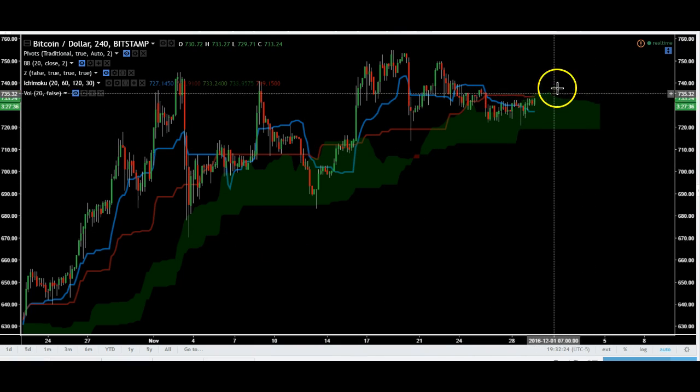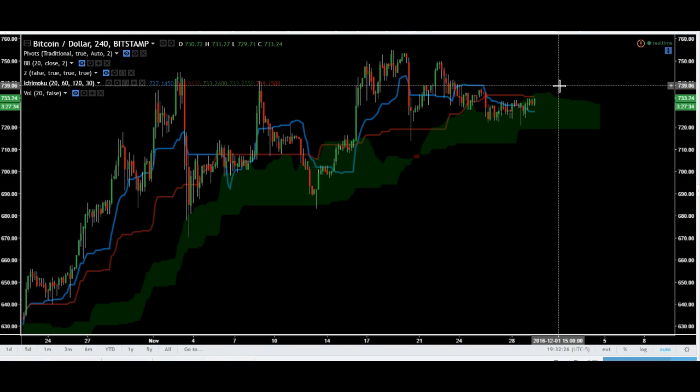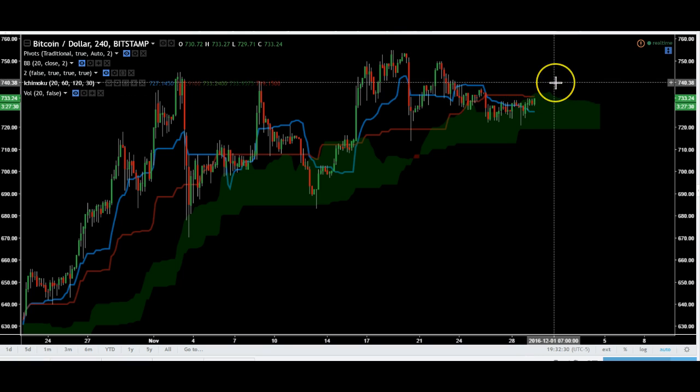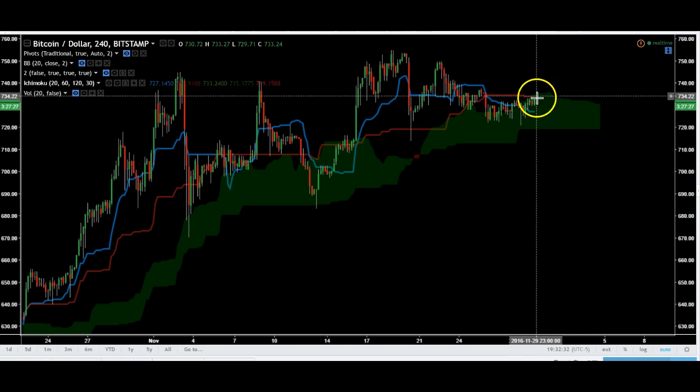So again, what I'm looking for here, as far as an entry signal, definitely a TK cross, either in the cloud or above the cloud. If it's above the cloud, it's even better.